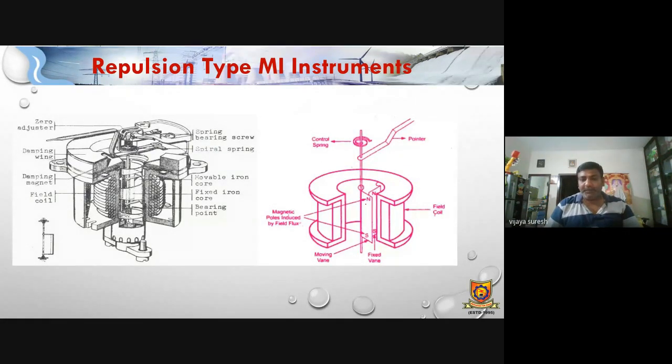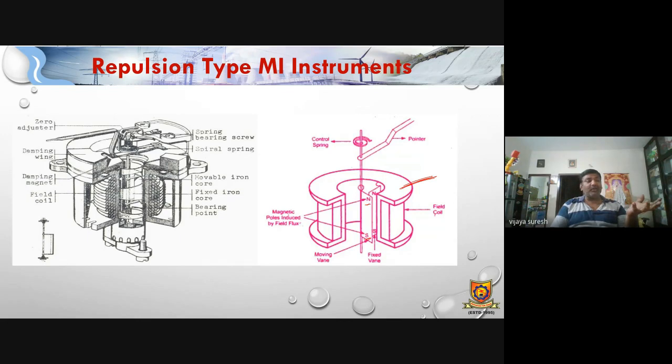So this metal strip has north and south poles. North and south poles means it is also acting as a magnet. So this metal strip is also going to be energized along with the coil. So this is the winding coil. So it is an electromagnet, which produces the magnetic flux, and whatever the quantity we are going to measure, that measured current is passing through this metal strip.